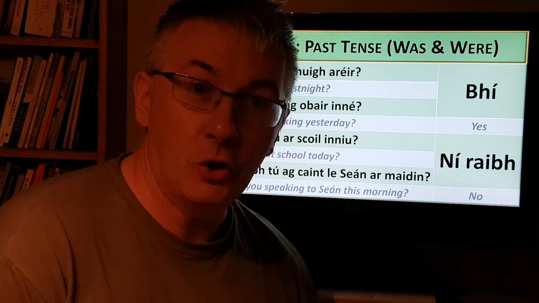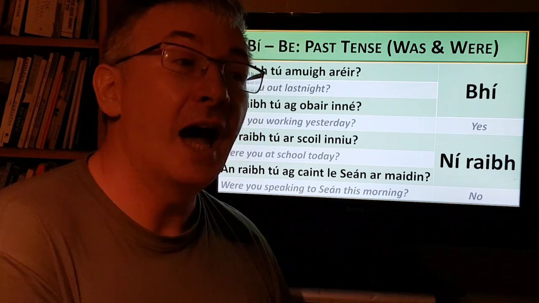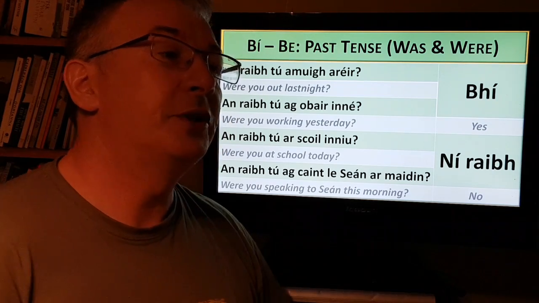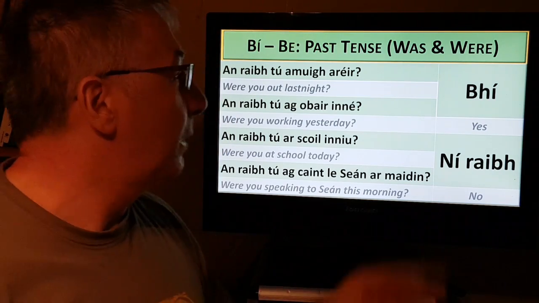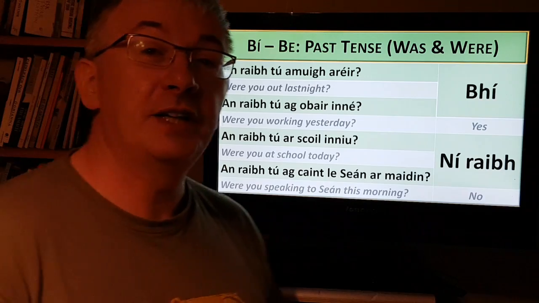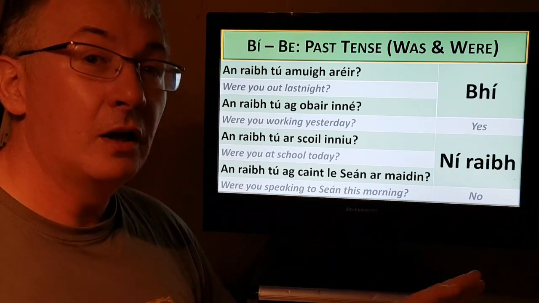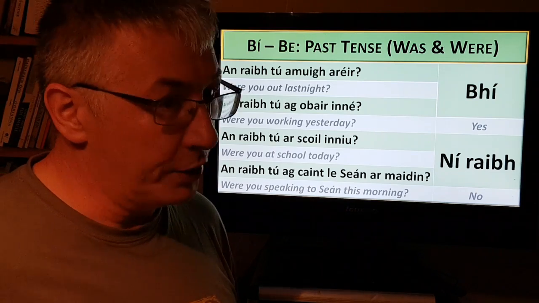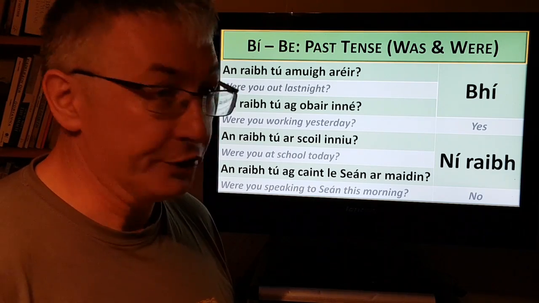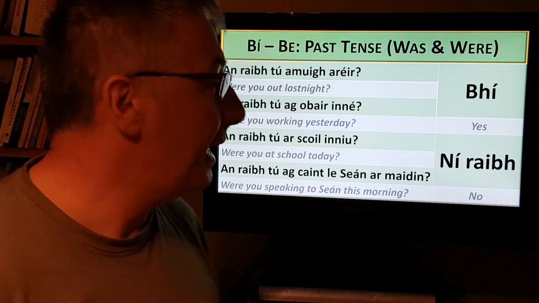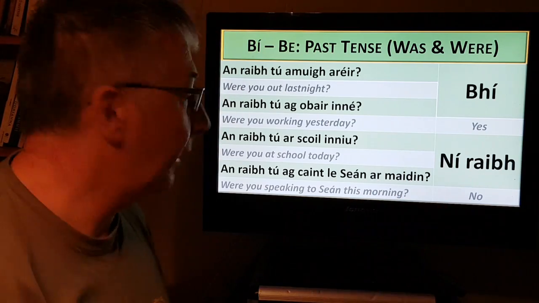Okay, you add the 'mé' as an extra piece of information when you're making a full positive statement. But if you're responding instinctively, just yes or no to a question, then don't use the 'mé', just say 'bhí' or 'ní raibh'. Were you out last night? Was. Were you out last night? Wasn't. There's no need for the 'I', okay? And that gets you your yes and no, right?